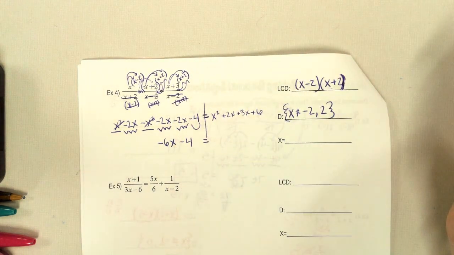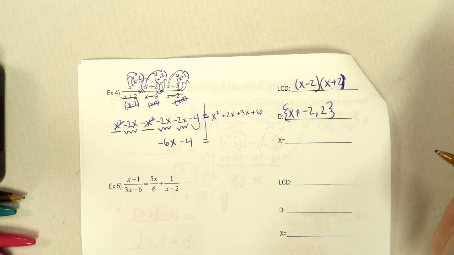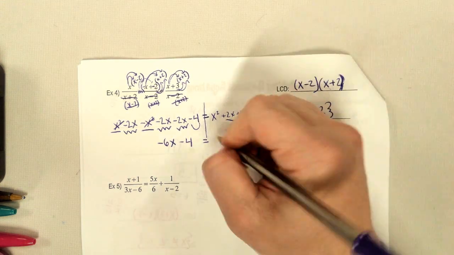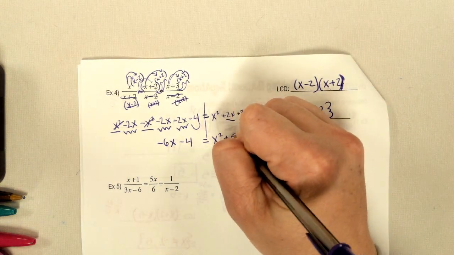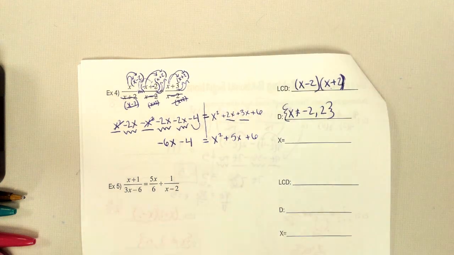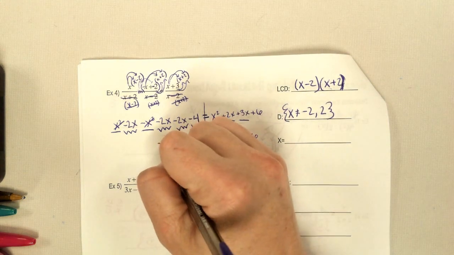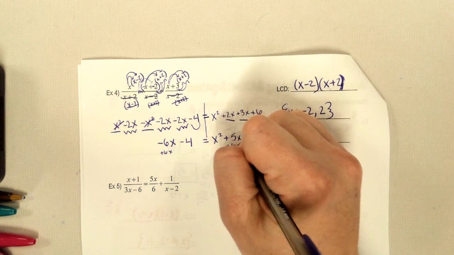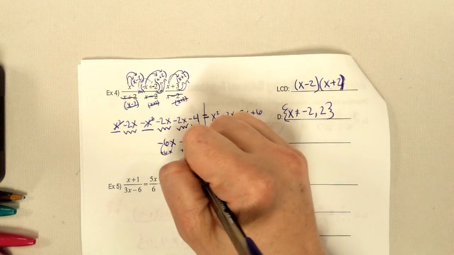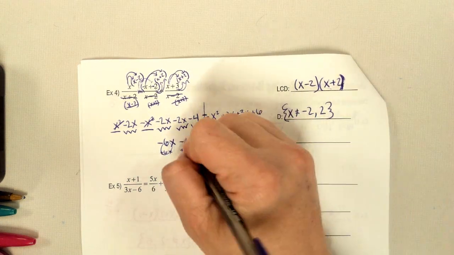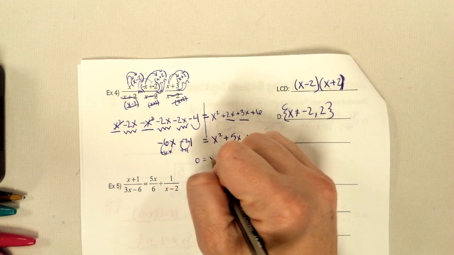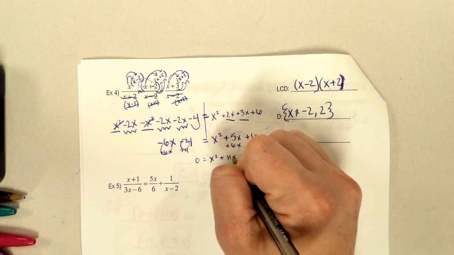Equals, what are my like terms on the right? Yeah, the 2x and the 3x. So I get x squared plus 5x plus 6. Do I have a squared? Yes, so I have to factor, which means I may need to make it equal 0. So plus 6x plus 6x plus 4 plus 4. And I have 0 equals x squared plus 11x plus 10.